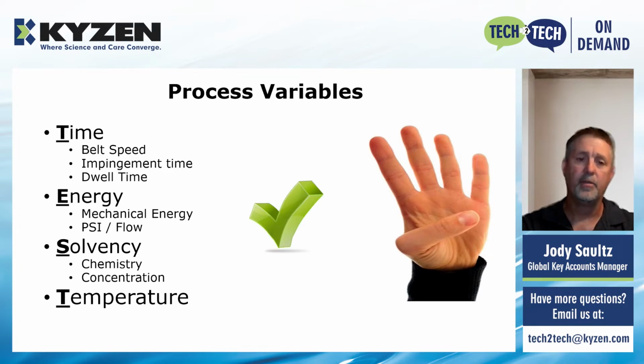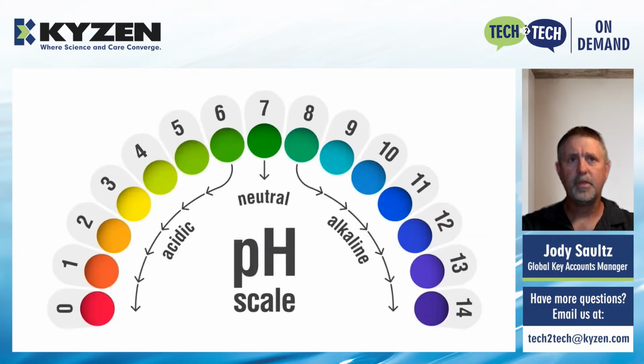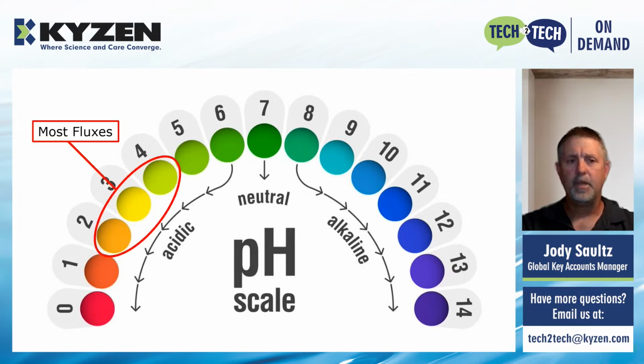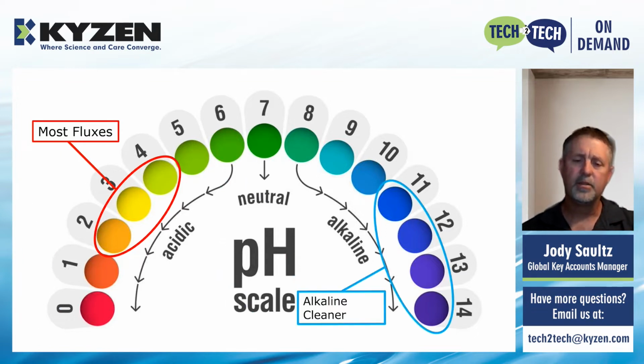Some chemistries react different at different temperatures. So you may have to run higher for some applications, and of course, you may get to run lower temperature in other applications. So we've really talked about balanced chemistry in some of the past Tech to Decks, but if you look at the pH scale, of course, neutral being in the middle, 7. If you look at most fluxes, they're going to lay between 2 and 4 on the acidic side, and then alkaline cleaners, they're up there around the 11 to 14 range.